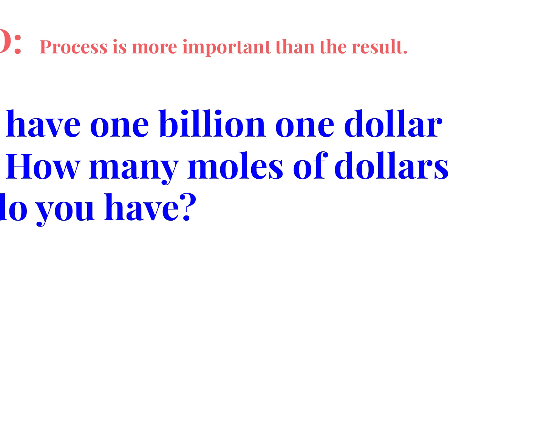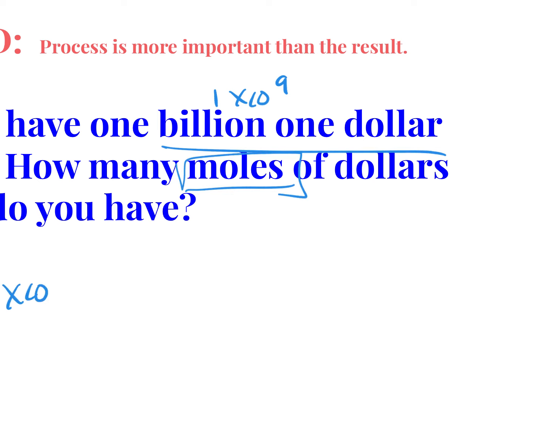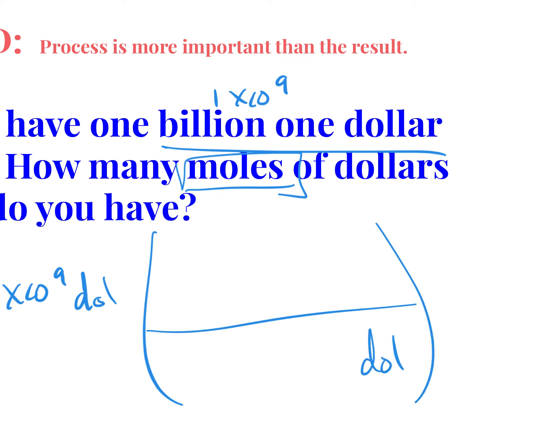So pretend if this was not an atoms or molecule. If you have $1 billion, 1 times 10 to the 9. How many mole of dollar would that be? So 1.0 times 10 to the 9 dollar. I was just going to call it dough for the conversion bracket. Dollar goes in the bottom, or dough. You can use a dollar sign if you want. And then mole on top.